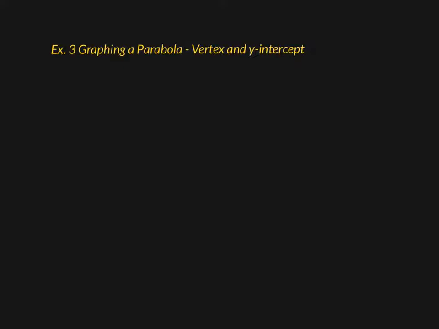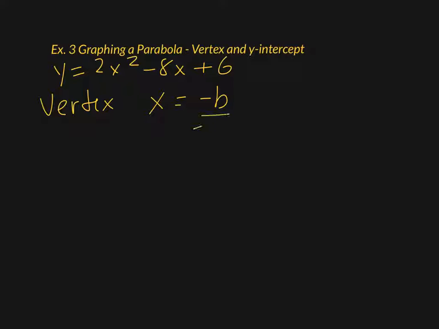Alright, for example 3, we're going to graph a parabola using its vertex and its y-intercept. So we're going to take the function y equals 2x squared minus 8x plus 6. We're going to find the vertex first. So remember our vertex equation, x equals negative b over 2a. So with our graph, a is going to be 2, b is negative 8, and c equals 6.